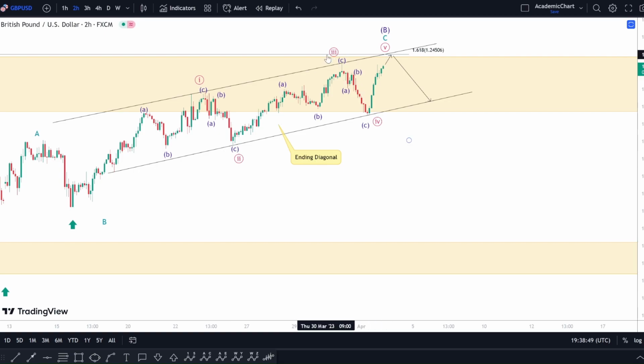And I'm expecting after this ABC, as this last corrective structure, another ABC to the top of this channel, as well as completing to 161 as we discussed, also to the top of this big weekly resistance zone to complete its correction, this fifth wave, which is the end of this C wave, which is the end of the corrective B wave of that major weekly wave.